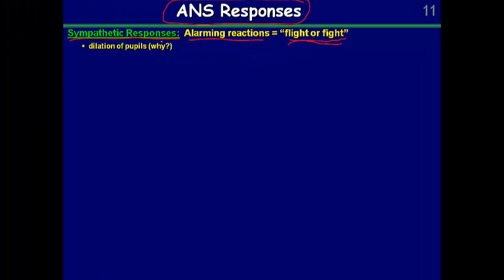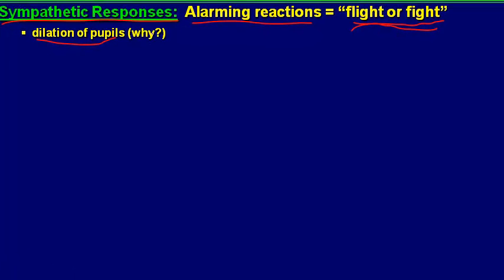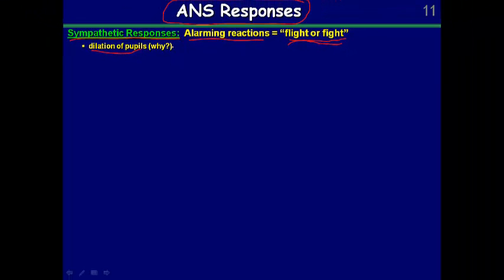So some examples. We dilate our pupils. Why? To take in more of our environment. If we dilate our pupils, we can see more of our environment. So that's a fight or flight response. We increase our heart rate. We increase the force of our heart contractions. And we increase our BP, or blood pressure. Why? That's all going to pump more blood to our skeletal muscles, so we have more energy, more oxygen going to our skeletal muscles, so we can help deal with that stressful situation.